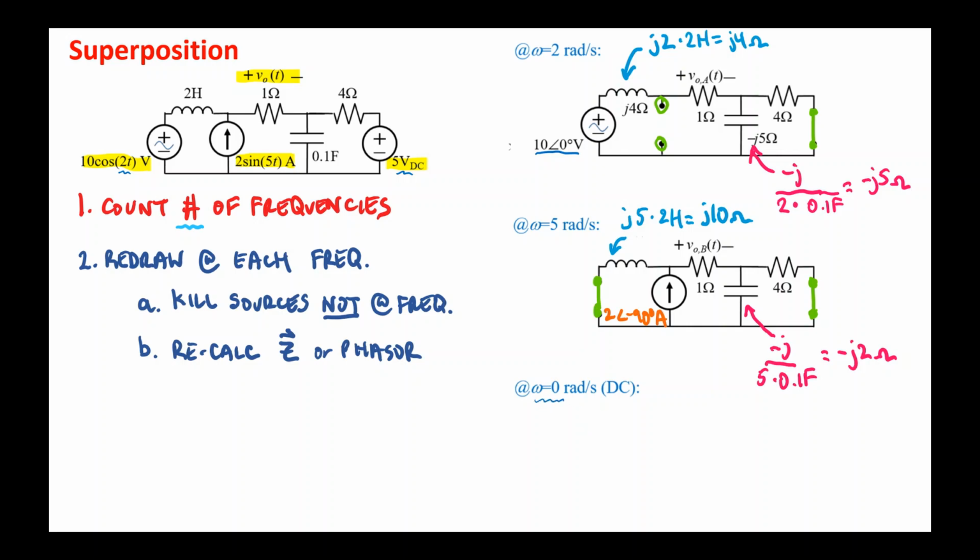For the DC circuit, we do the exact same thing, but we operate at a frequency of 0 radians per second. We still kill the sources that are not at DC, so I short the voltage source, and I open the current source. And with DC, I can also remember what inductors and capacitors are at steady state DC. Inductors become shorts, and capacitors become opens. The resistors stay the same, and I draw my DC source.